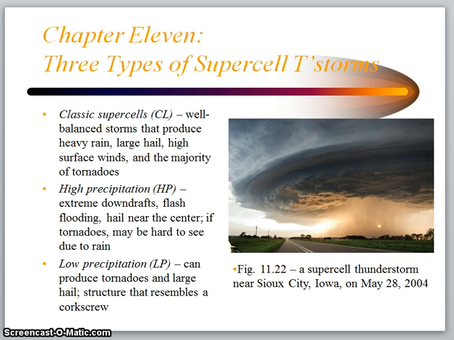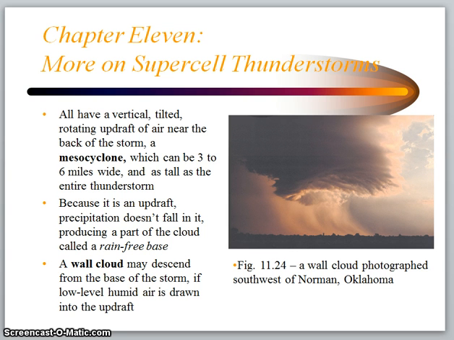But basically, some of them can produce very, very heavy rain. In the late spring and early summer, it's not uncommon on the high plains, say in eastern New Mexico and West Texas, to find low precipitation supercells because the dry air coming down the lee side of the Rockies tends to dry out the lower atmosphere. This is a dramatic picture from your book, Figure 11.22, of a supercell thunderstorm near Sioux City, Iowa on May 28, 2004.